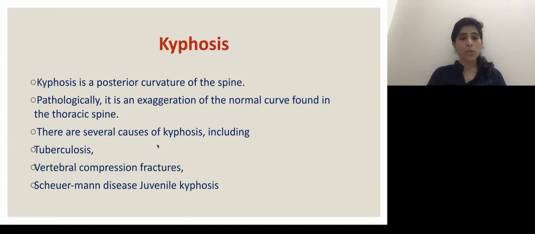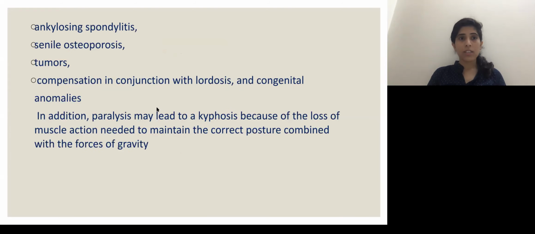So there is tuberculosis, vertebral compression fractures, then juvenile kyphosis, ankylosing spondylitis, and senile osteoporosis, that is the osteoporosis that is a result of a deficiency of calcium, and mainly it is seen in geriatric patients. Tumors, compression in conjunction with lordosis, and congenital anomalies.